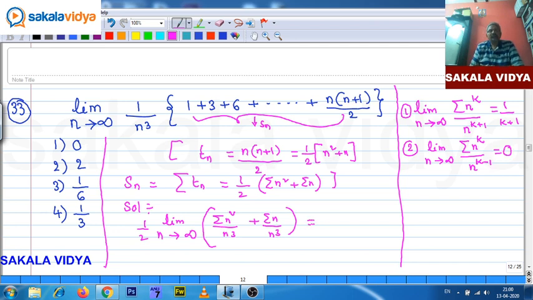So that means this becomes actually 1 by 3, already half is there, plus this becomes 0, this becomes 0. So the answer is 1 by 6. So the third option is the right option.